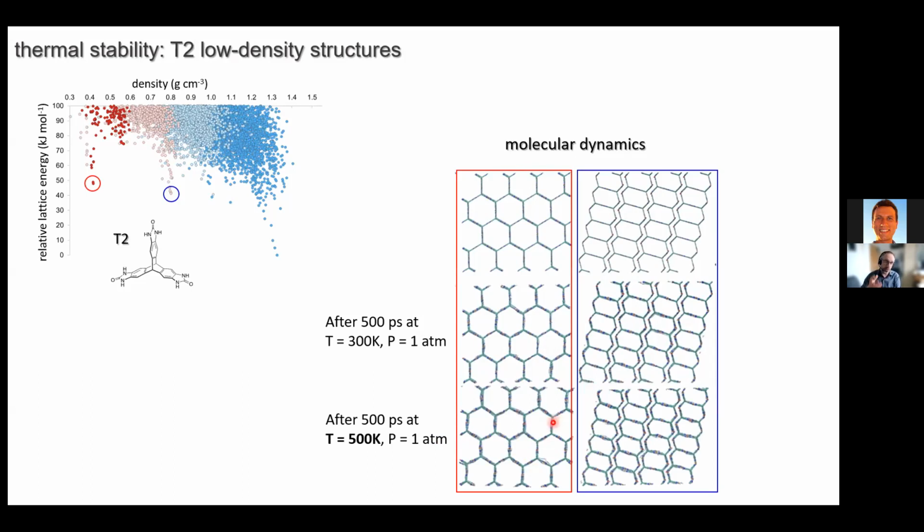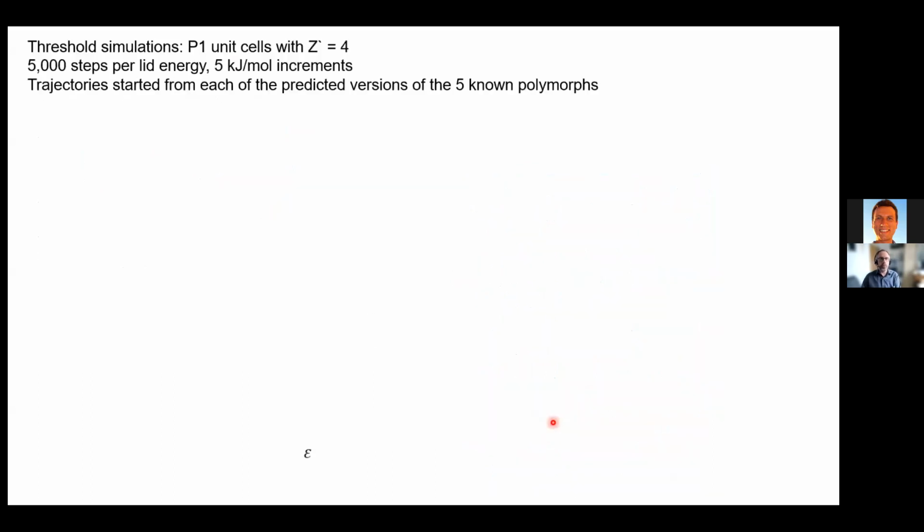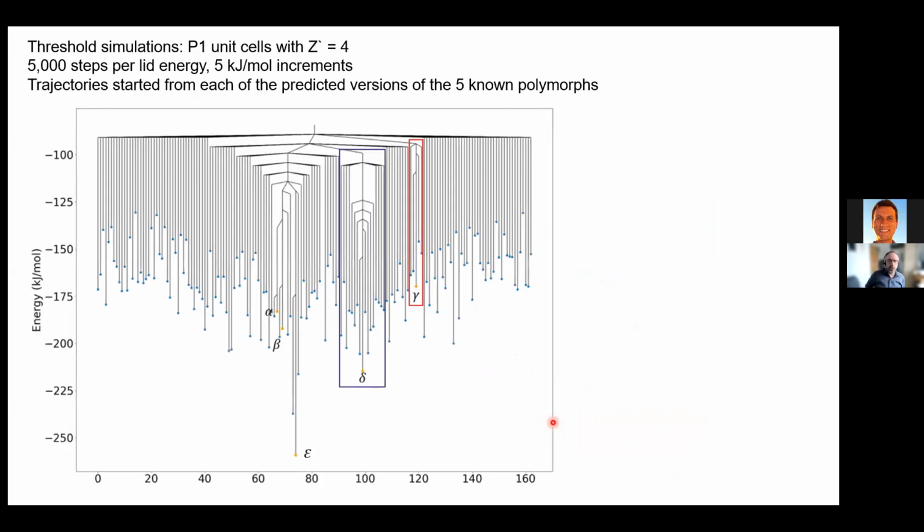So it hints that there is a large energy barrier, but that's something we wanted to probe now that we have this threshold algorithm in place. So we applied that. It's more complex. We wanted to get an accurate picture, so we did this in a P1 unit cell, no other symmetry constraints, 4 independent molecules. And that allows us to capture all 5 of the polymorphs.